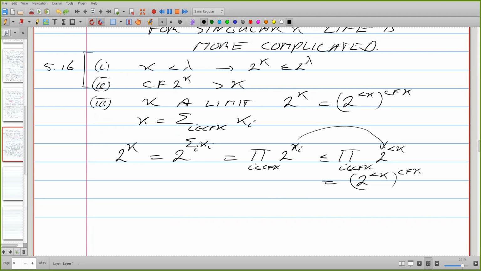So we have the inequality that we're looking for, but notice 2 to the less than kappa is less than or equal to 2 to the kappa. And of course, the cofinality of kappa is less than or equal to kappa. And again, we use the Cantor-Bernstein theorem to finish everything. Our right-hand side sits between 2 to the kappa and 2 to the kappa, so it has to be equal to 2 to the kappa.